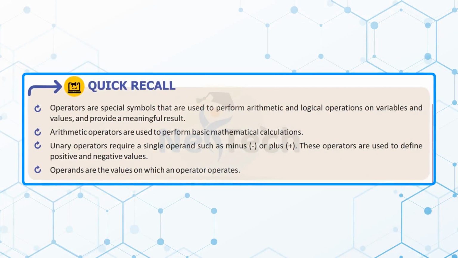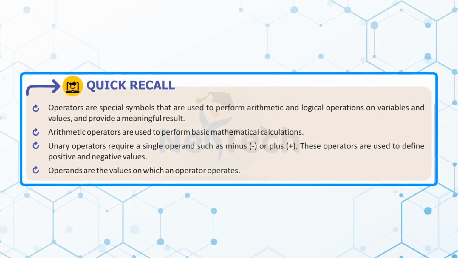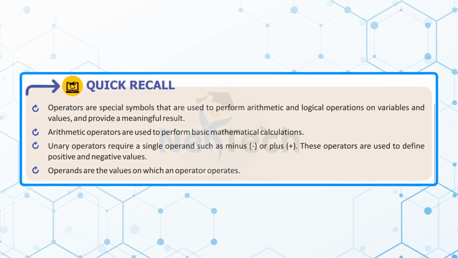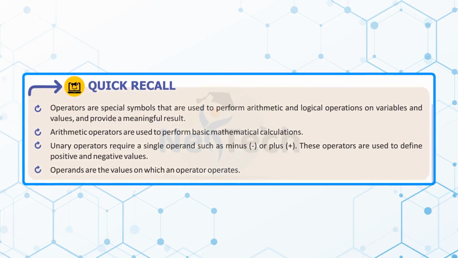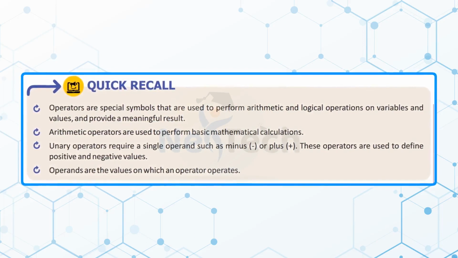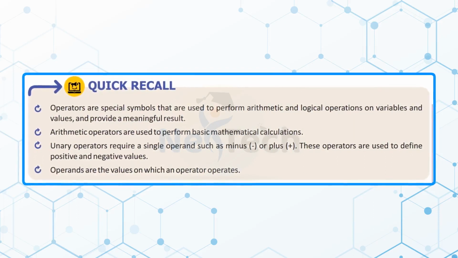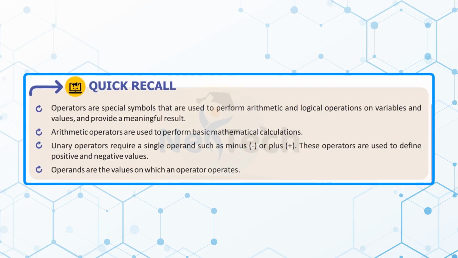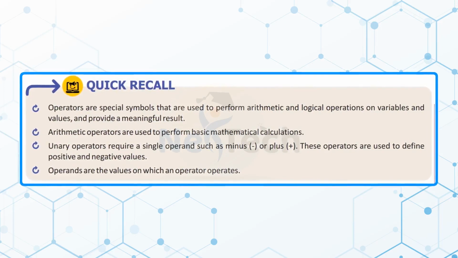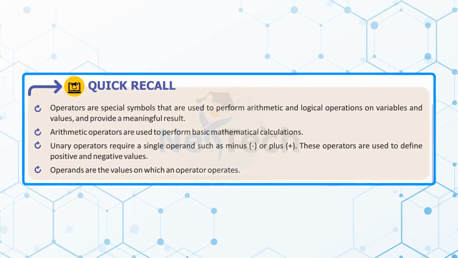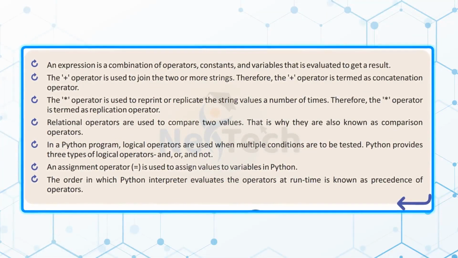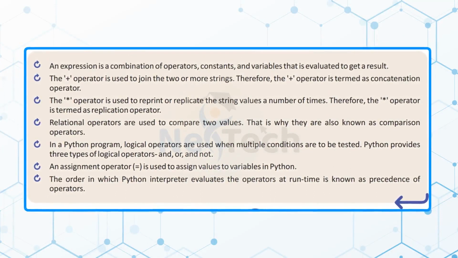Quick recall. Operators are special symbols that are used to perform arithmetic and logical operations on variables and values and provide a meaningful result. Arithmetic operators are used to perform basic mathematical calculations. Unary operators require a single operand such as minus or plus. These operators are used to define positive and negative values. Operands are the values on which an operator operates. An expression is a combination of operators, constants, and variables that is evaluated to get a result.